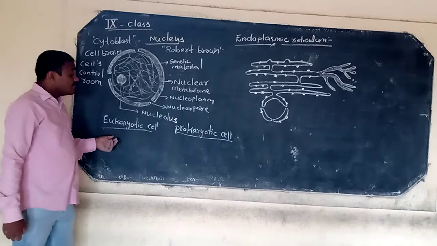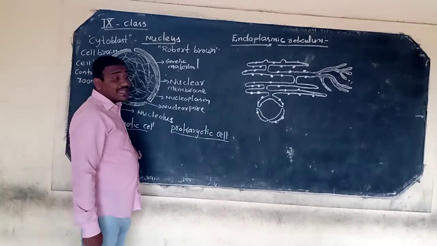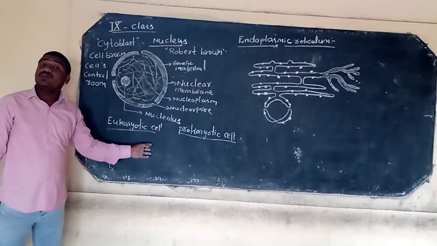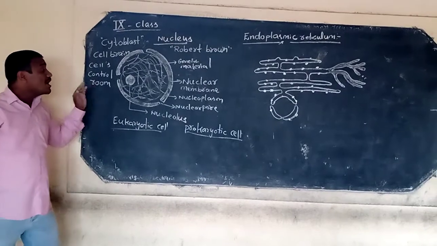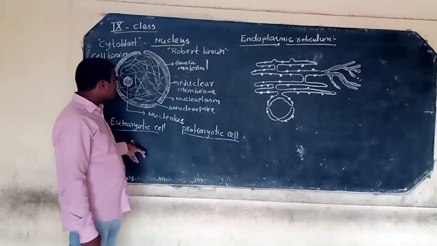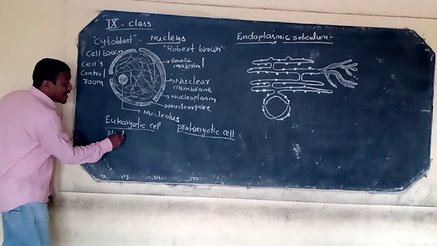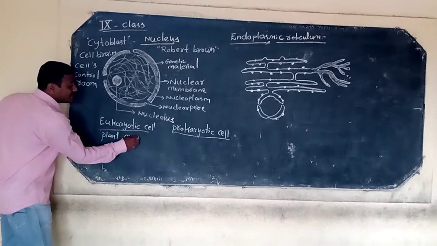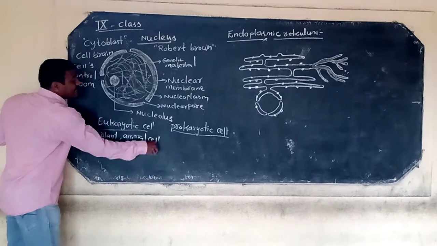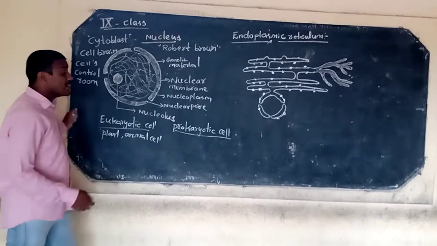Okay, the type of cells in which the nucleus is covered by the nuclear membrane is called as eukaryotic cells. Example, plant cells and animal cells, we observe that the nucleus is covered by the nuclear membrane.